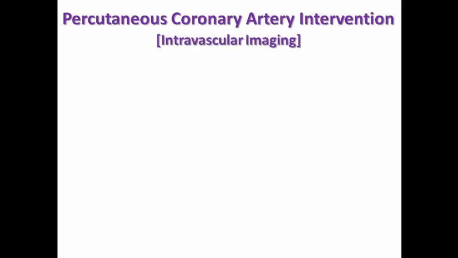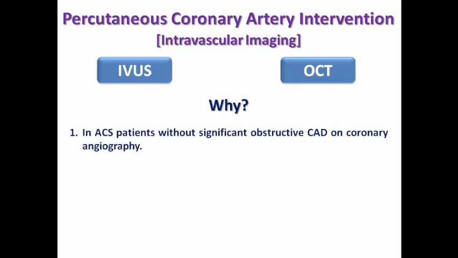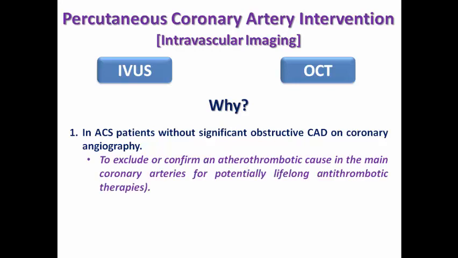What is the role of intravascular imaging? We have the intravascular ultrasound, IVUS, and the optical coherence tomography, OCT. Why do we need them? In some cases of acute coronary syndrome, there is no significant obstructive coronary artery disease on the coronary angiography, so we need intravascular imaging to exclude or confirm an atherothrombotic cause in the main coronary arteries for potentially lifelong antithrombotic treatment. And in some cases there is an ambiguity regarding the culprit lesion.